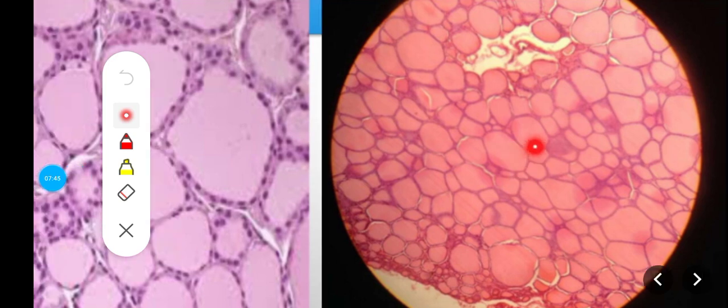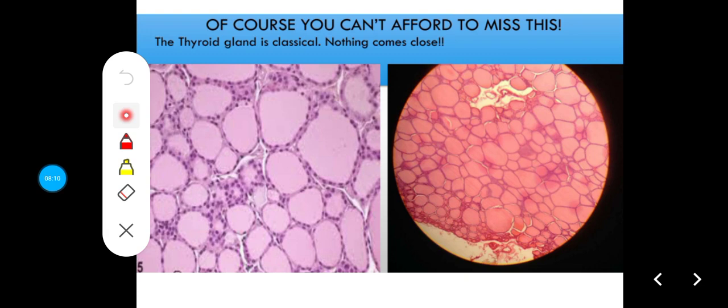Same thing here. You can see numerous follicles, and then you can't find fat cells in the connective tissue holding the thyroid gland together. You can't find fat cells as in the mammary gland. So you can appreciate the colloids, this pink staining eosinophilic material, and then the follicles. They are numerous and they have varying sizes. So the thyroid gland is classical. Nothing comes close. So you shouldn't mistake another gland or another organ to be the thyroid gland.